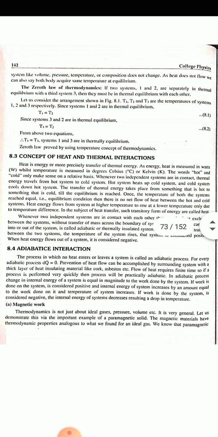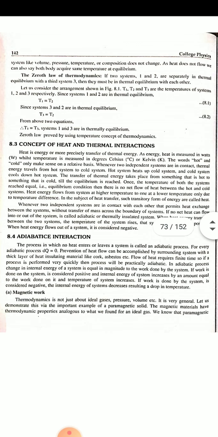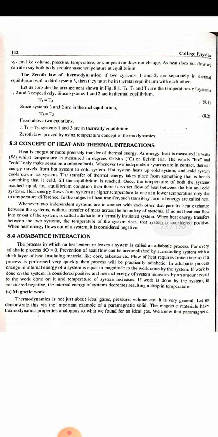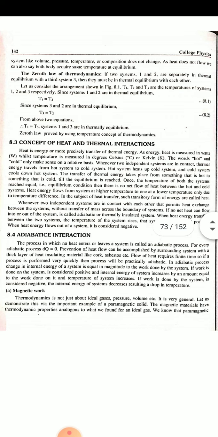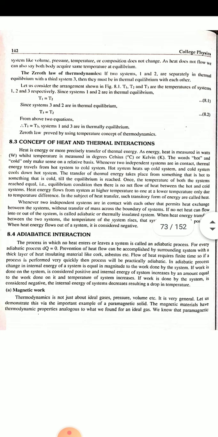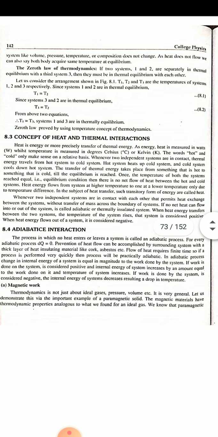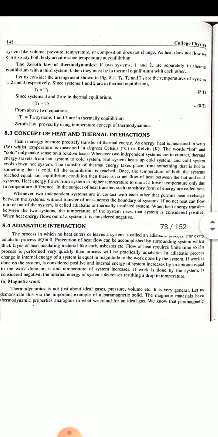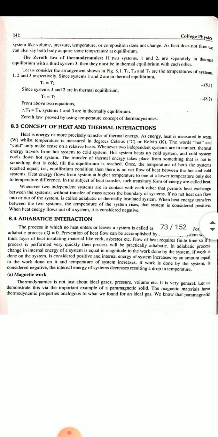Concept of heat and thermal interaction. Heat is energy, or more precisely transfer of thermal energy. As energy, heat is measured in joules, while temperature is measured in degrees Celsius or Kelvin. The words hot and cold only make sense on a relative basis. Whenever two independent systems are in contact, thermal energy travels from the hot system to the cold system. The hot system heats up the cold system. The cold system cools down the hot system.